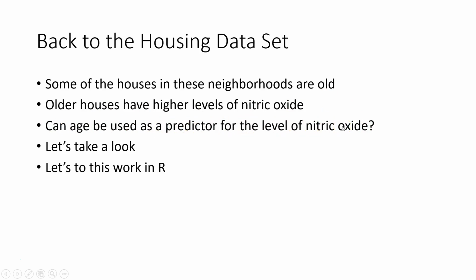Do we have enough of a relationship and enough data in our data set to be able to build a relationship between the average age of the houses in the neighborhood and the level of nitric oxide that's in the soil? So we're going to take a look at that, and we're actually going to do that work in R. So I'm going to cut over to R here in a second.